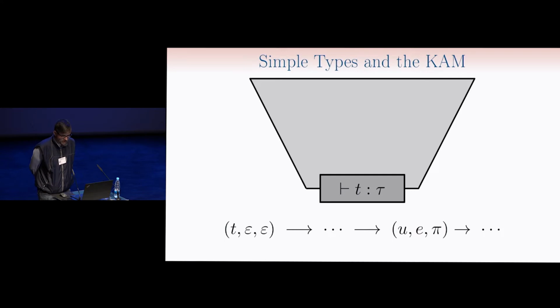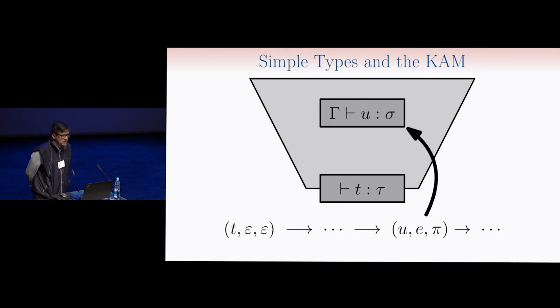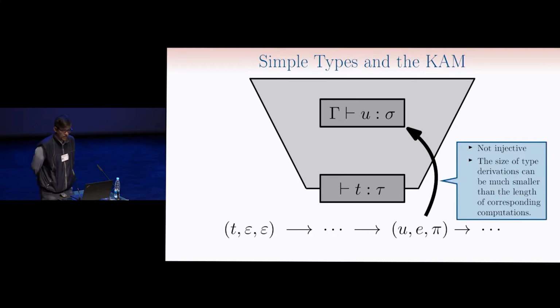Since U is a subterm of T, you know that in any type derivation for T in simple types, for example, well, U is there, right? Because it's a subterm of the initial term. The point is that this correspondence between configurations and subderivations is not injective at all, because the same subterm can be encountered in many different places along the computation. So the size of the derivation arguably tells you nothing about the complexity of reduction.